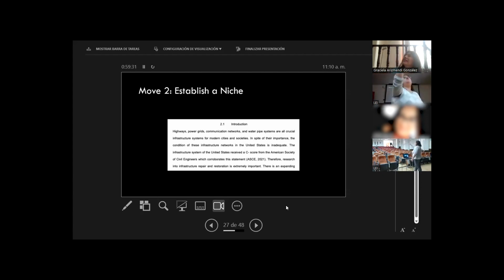Yes, research territory. This is move one we talked about before you guys got in here, which just says, here's the general knowledge that we in this field understand to be true, right? These things are crucial infrastructure systems for modern cities and societies. Great. How about sentence two? In spite of their importance, the condition of these infrastructure networks in the United States is inadequate. Do you think that one establishes a niche? Okay, we got a few. Oh, we do have peer pressure? Excellent. Why does it establish a niche?